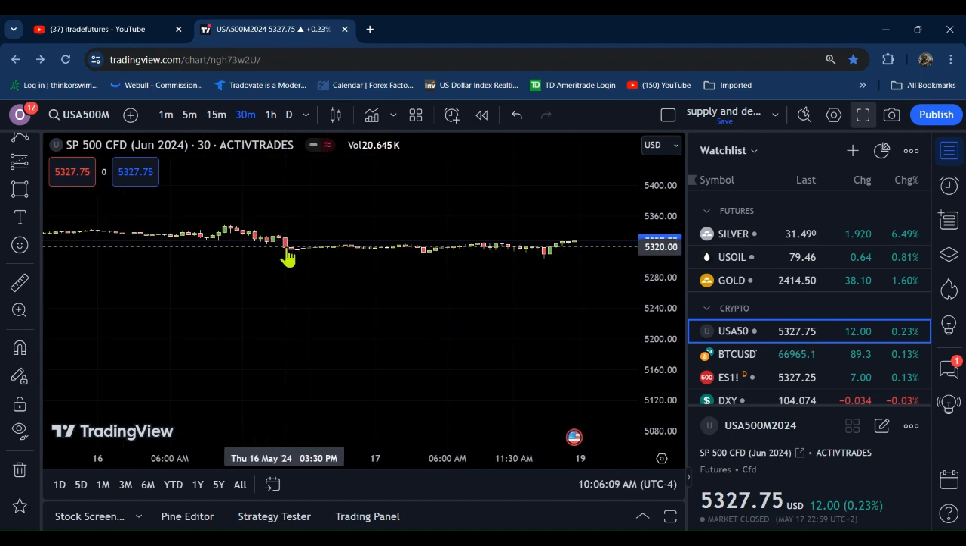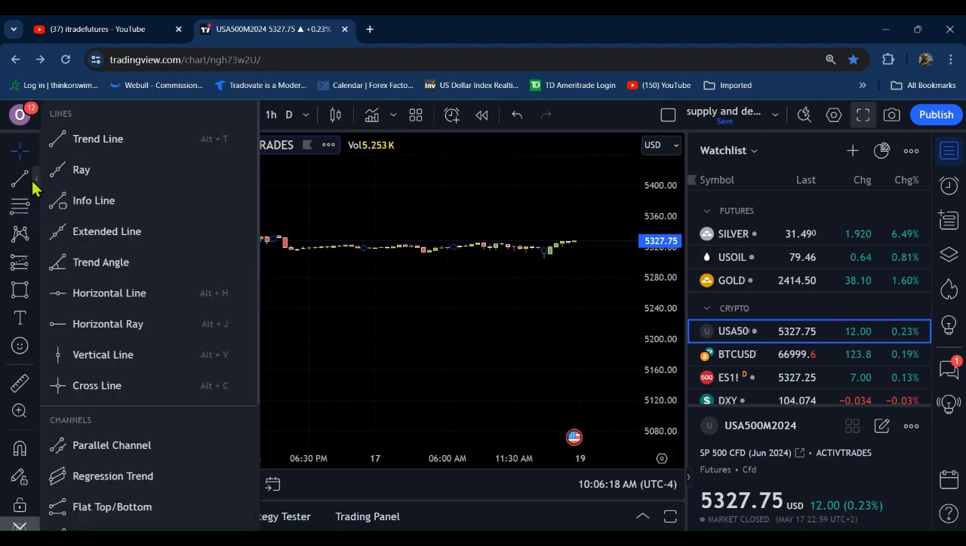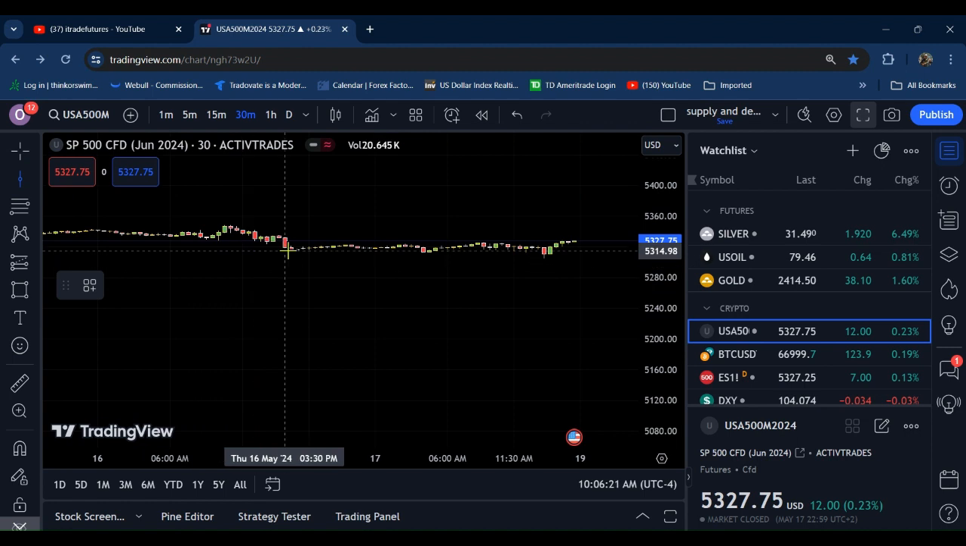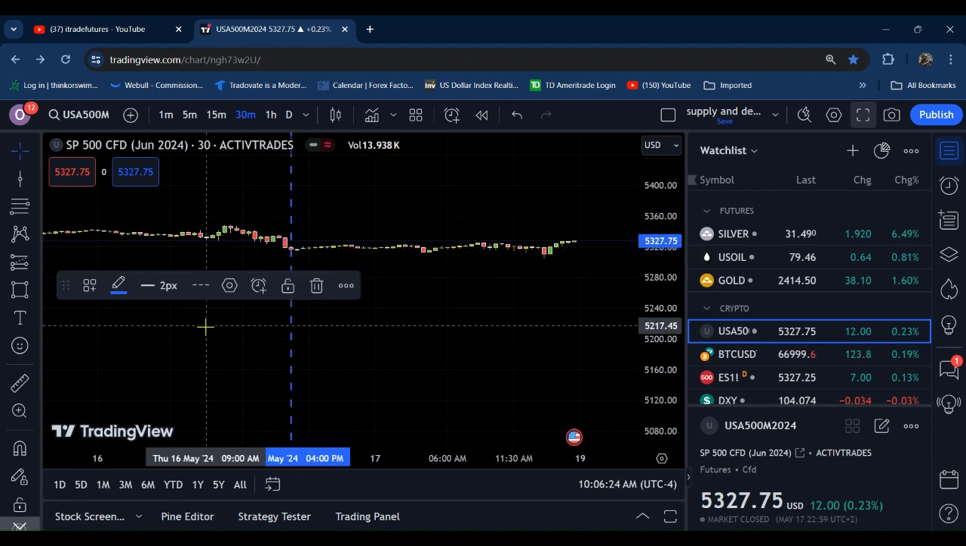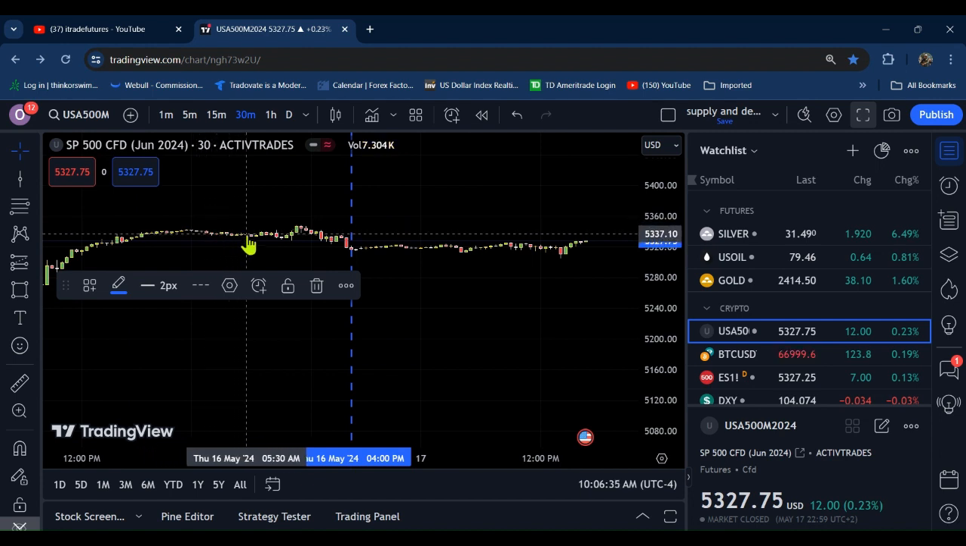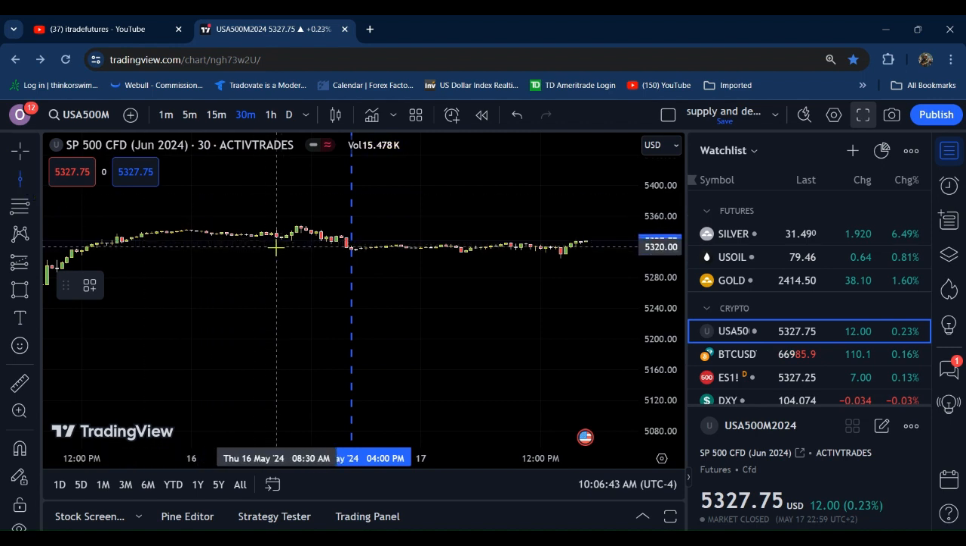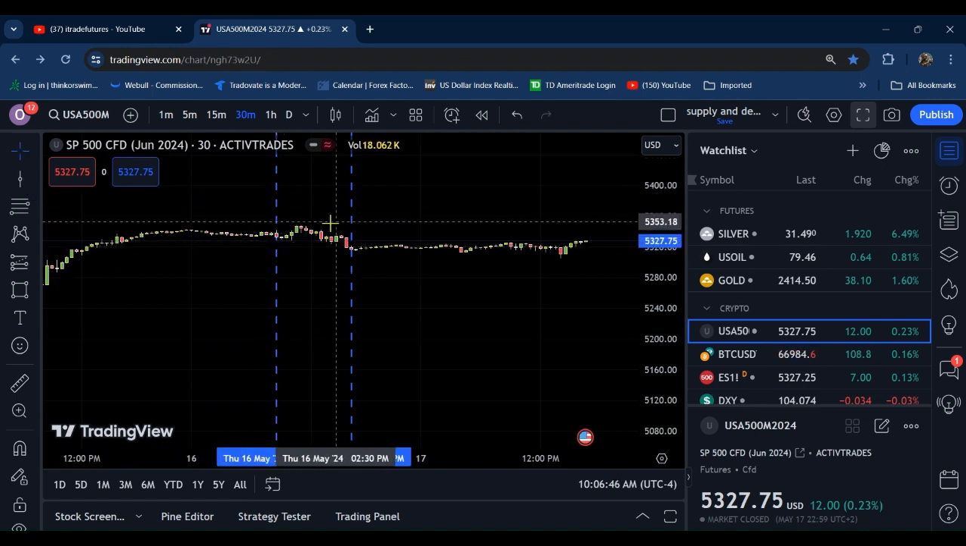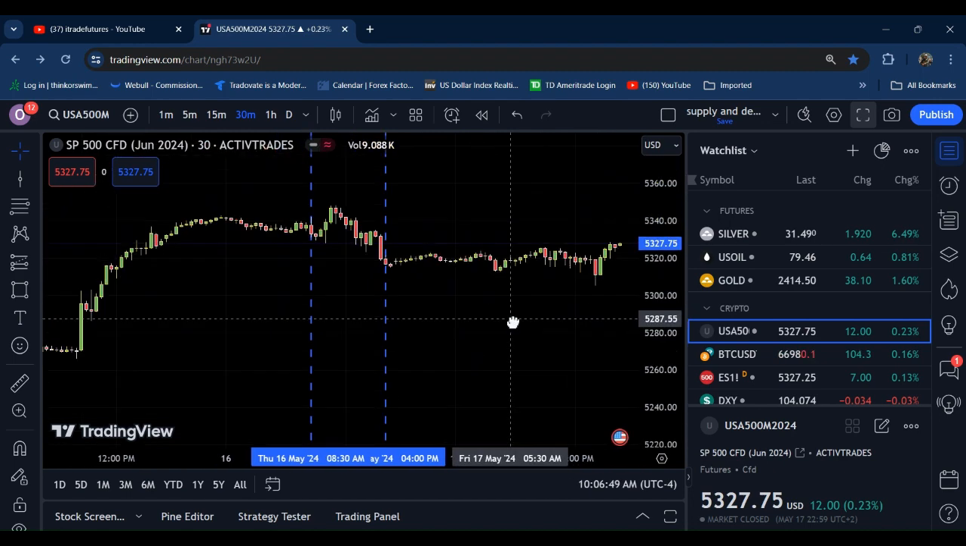That's 8 p.m. So we want regular trading hours. The day ends at 4 p.m. New York time. We're going to put a vertical line there at 4 p.m. And then we're going to put another one over here where the day began at 9 a.m. Right there, it's 9 a.m. Okay. There we go. So that's the time frame we're working with based on that one daily candle.